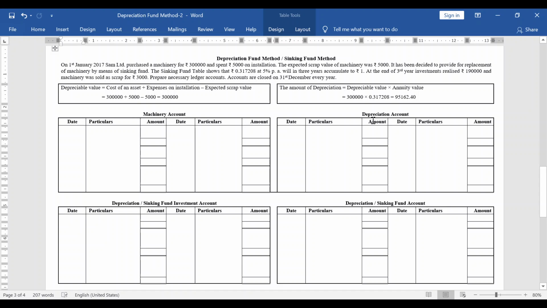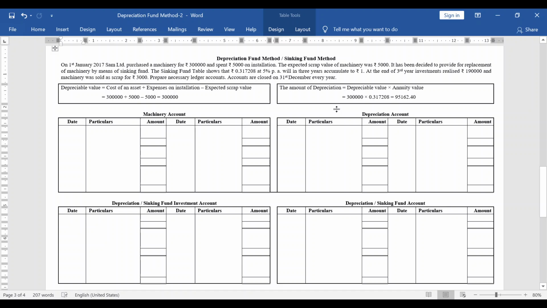Now coming to the practical problem, you are given that on 1st January 2017, SAM Limited purchased a machinery for rupees 3 lakhs and spent rupees 5,000 on its installation. The expected scrap value of machinery is rupees 5,000 and it has been decided to provide for replacement of machinery by means of sinking fund. The reference to the sinking fund table shows that 0.317208 at 5% per annum will in 3 years accumulate to rupee 1.